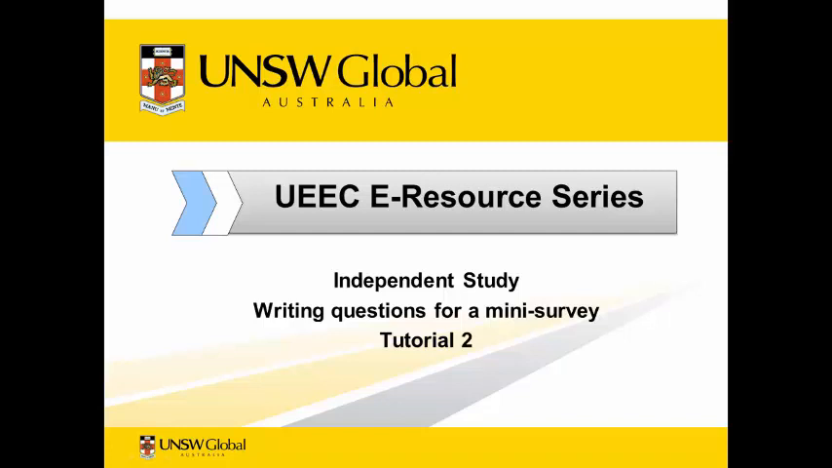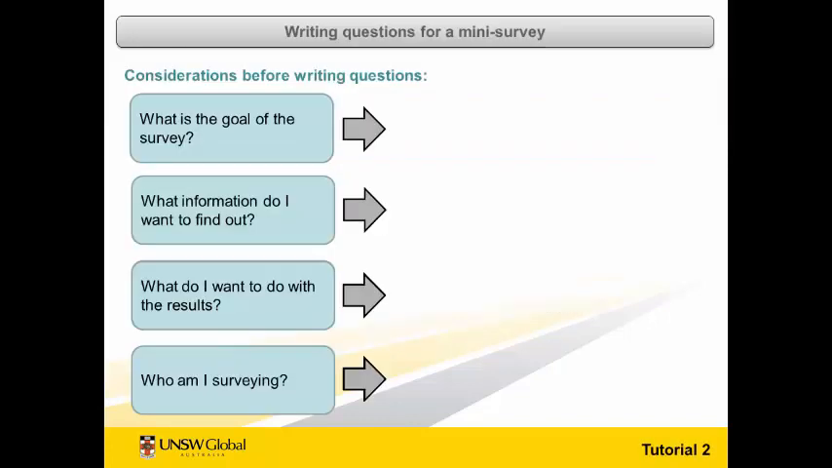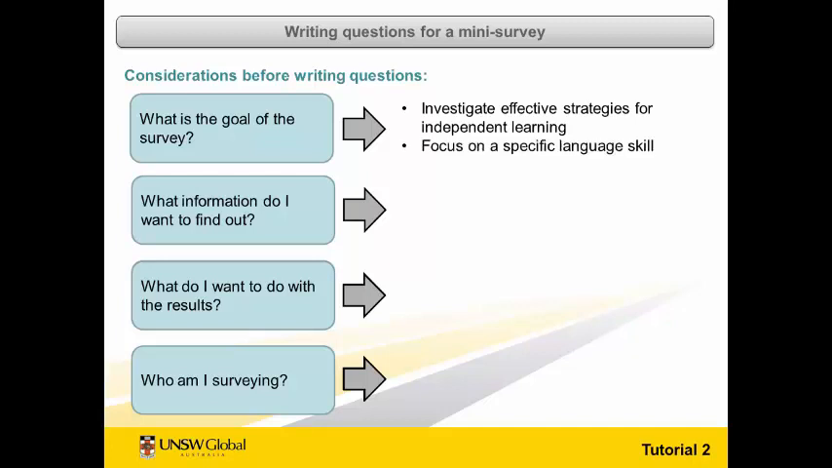Welcome to tutorial 2. We're going to look at writing questions for the mini survey for ILT 3. Before we begin writing, there are some questions to consider. Number 1, what is the goal of the survey? Well, you've been asked to investigate effective strategies for independent learning and to focus on a specific language skill. So when you design your question, you need to make sure that it focuses on the skill that you are investigating and helps to produce results that tell you about the strategies that are useful for independent learning.